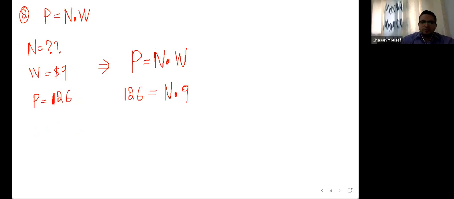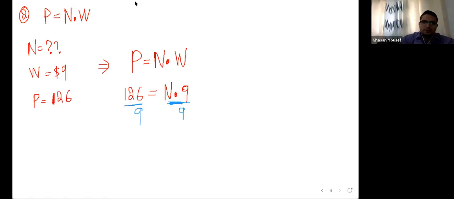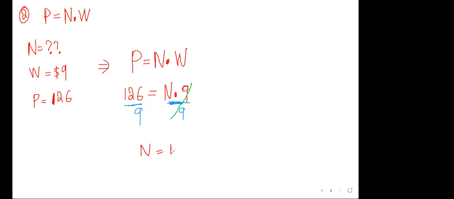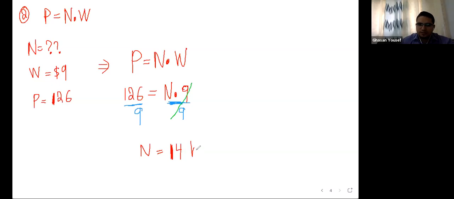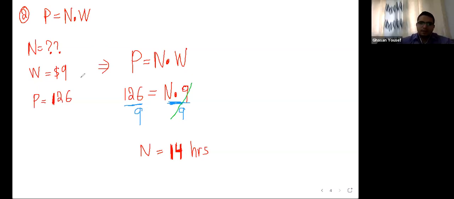Okay. So again, what do I have to do to find the value for N? Divide by 9, exactly. If I divide both sides by 9, I cancel the 9 with the 9. Now I get 126 divided by 9, what is it? 14. Yes, okay. So Mike has to work 14 hours to get the money to buy the calculus textbook. You can check if it's true. Just multiply 9 by 14. Exactly. When I multiply 9 by 14, it gives me $126. So Mike has to work 14 hours to get this amount of money to buy the calculus textbook.